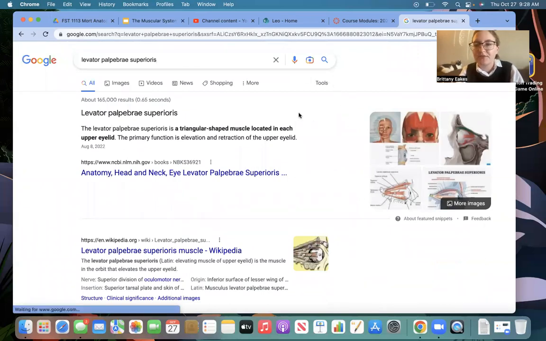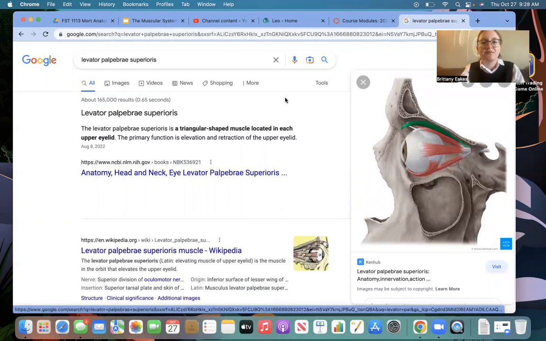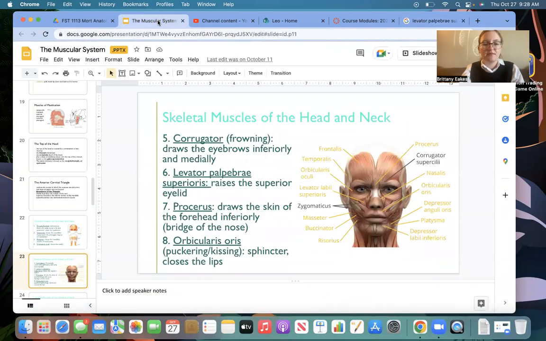Get a good image of this right here. Levator palpebrae superioris. Next, we have the procerus, which draws the skin of the forehead inferiorly. It's located on the bridge of the nose.